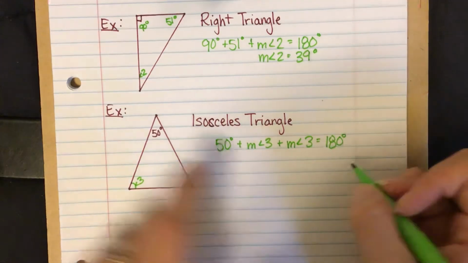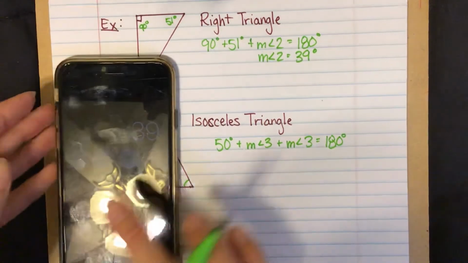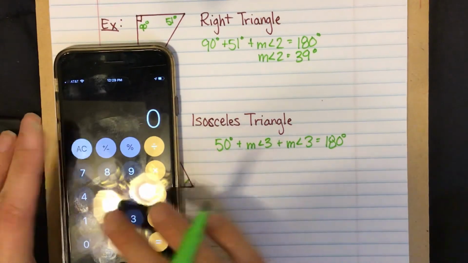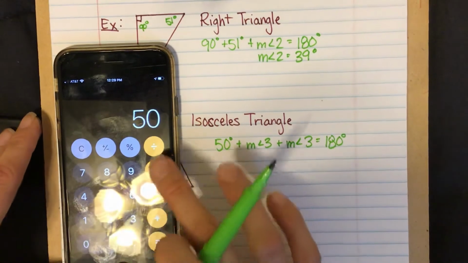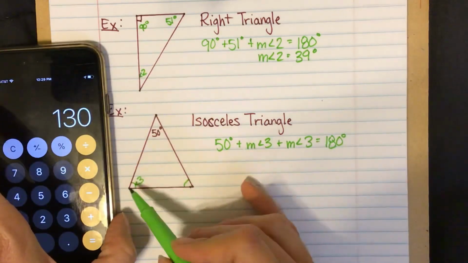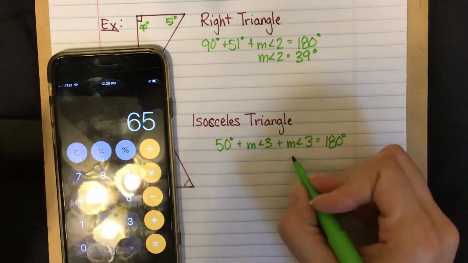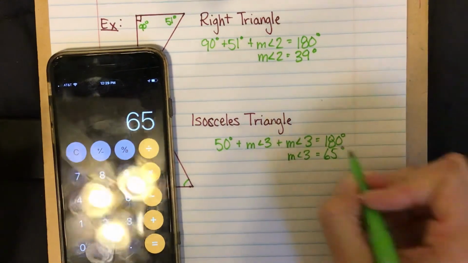So then we can subtract 50 from both sides and then divide by 2, and we should be able to get our missing angle. So 180, apparently I'm learning how to use a calculator still. Okay, so we get 130, and that 130 is split between those 2 angles. So I'm going to divide it by 2, and I find that the measure of angle 3 is 65 degrees.